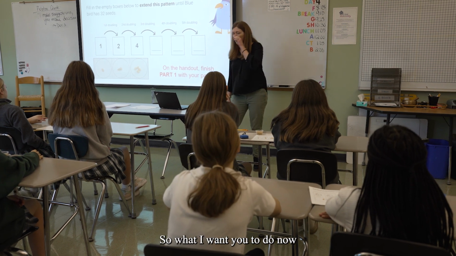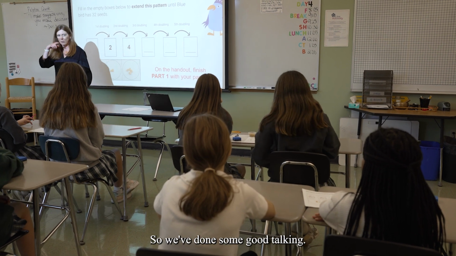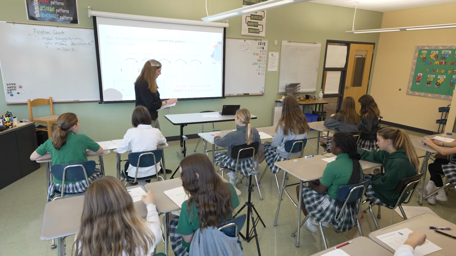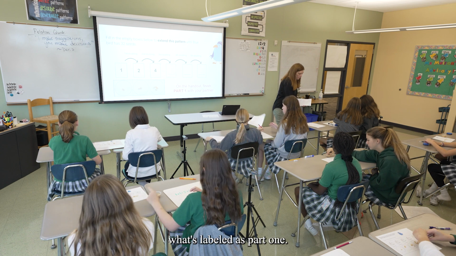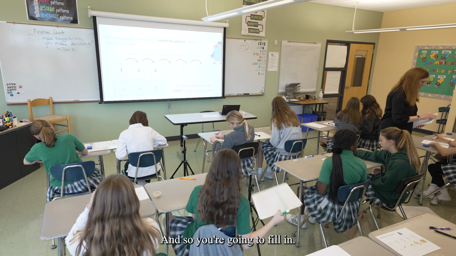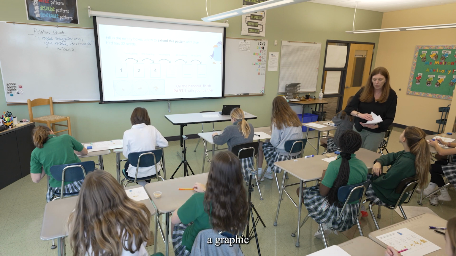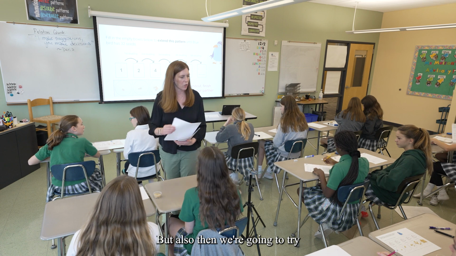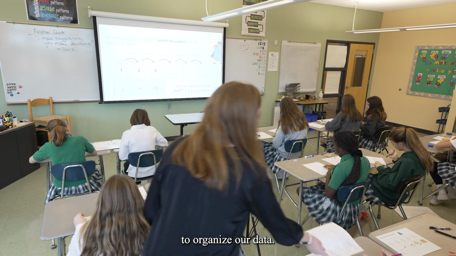So what I want you to do now is, it's time for us to start documenting our thinking. We've done some good talking, now we need to start documenting it. So I'm going to give you each a handout, and I want you to, with your partner, try to just finish what's labeled as part 1. You're going to finish filling in a graphic that talks about these doublings that we're seeing, but then we're also going to try to put the data into a table, because sometimes tables are a really good way to organize our data.